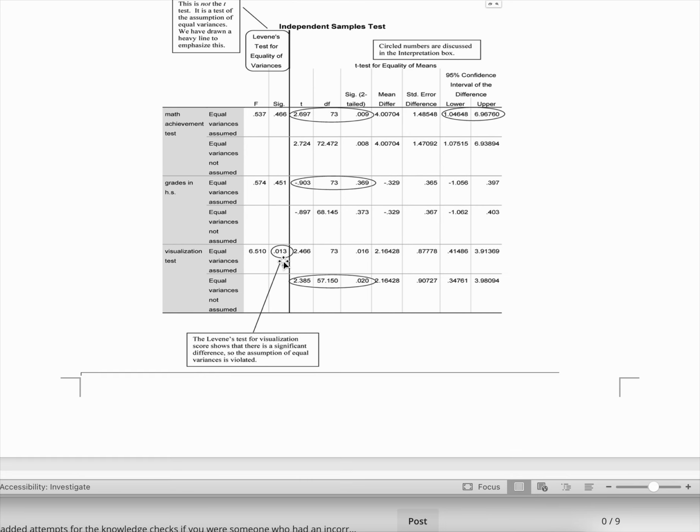In visualization, my Levene's value is less than 0.05, which means that equal variances are not assumed. So I have violated that assumption, and I have to go to the second row to look for my t-test value, and I see it as 0.02, which is less than 0.05, which means that there is a statistically significant difference for the visualization test between that fast track and that academic track.